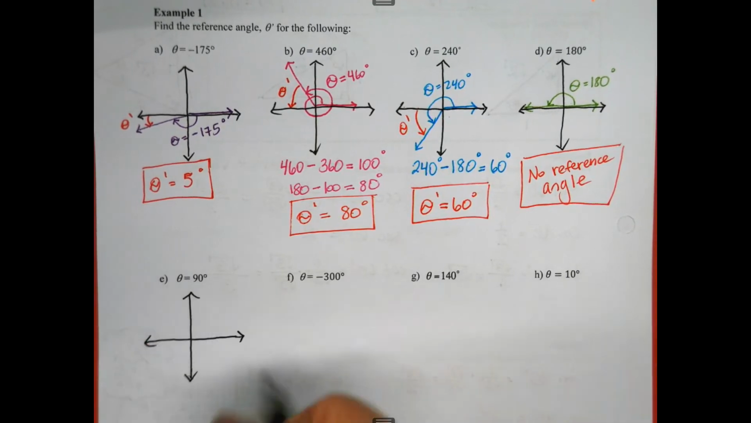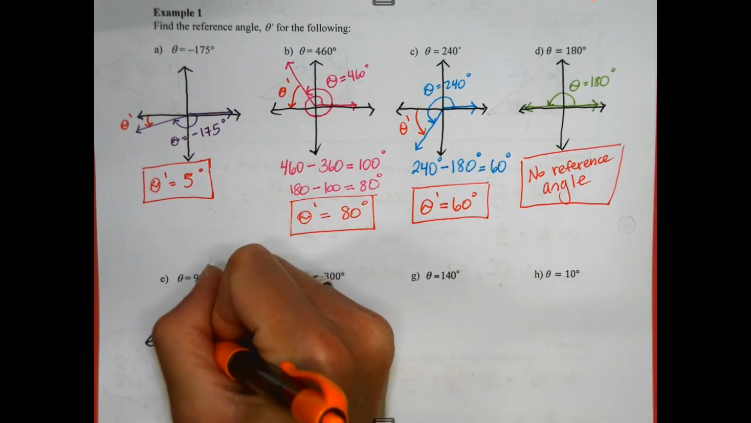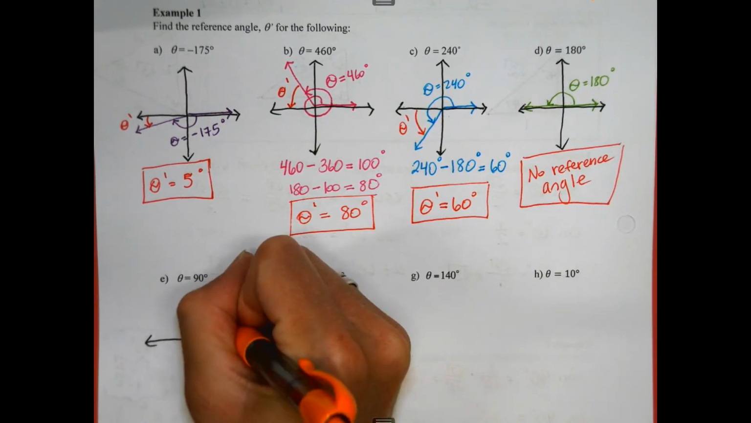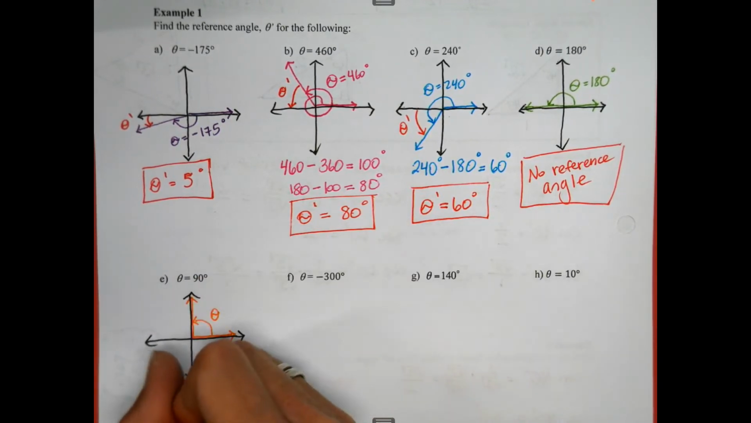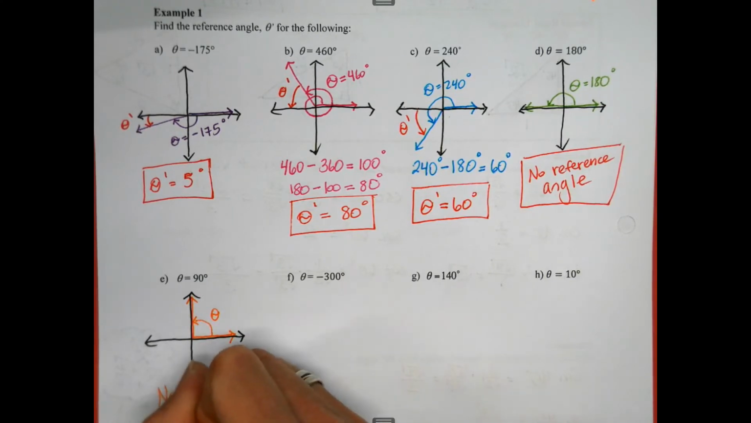For 90 degrees, start on the positive x-axis and rotate up to the positive y-axis. This also has no reference angle because it is a quadrantal angle.